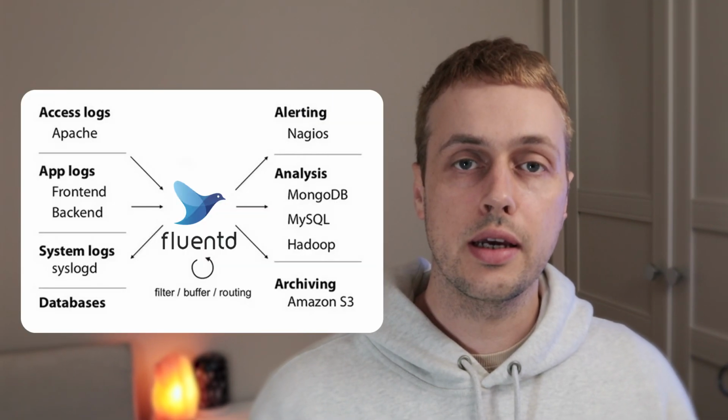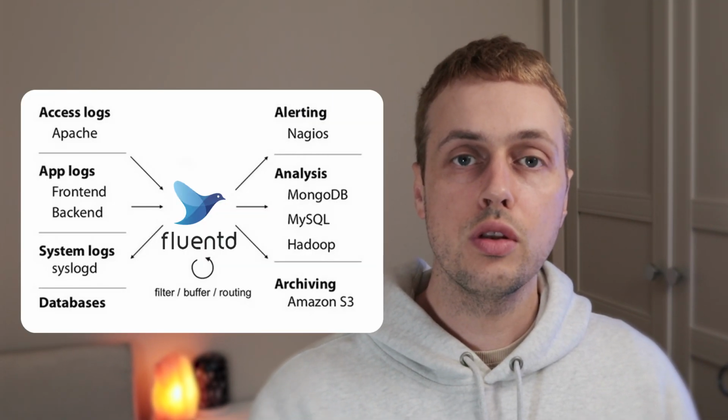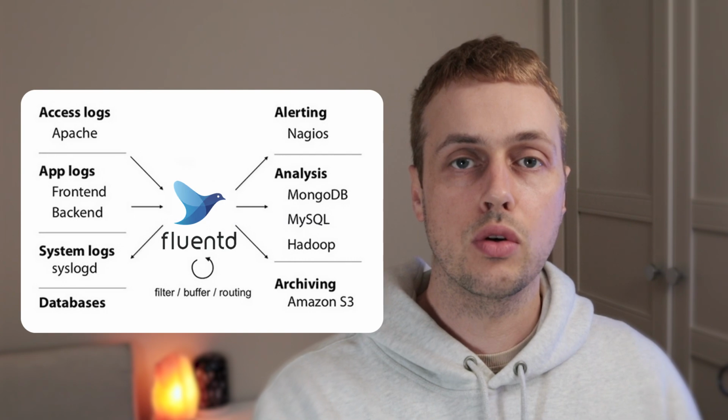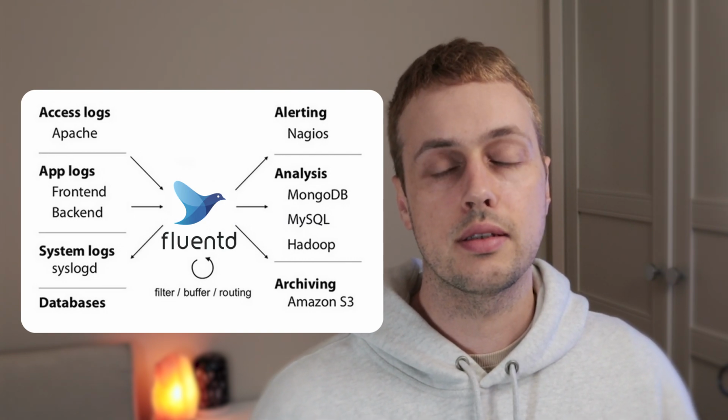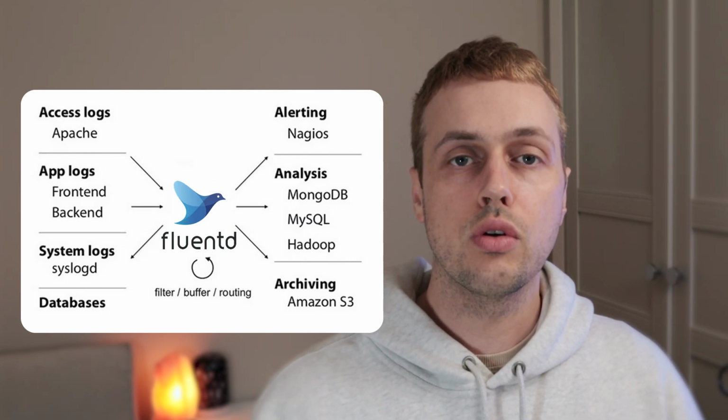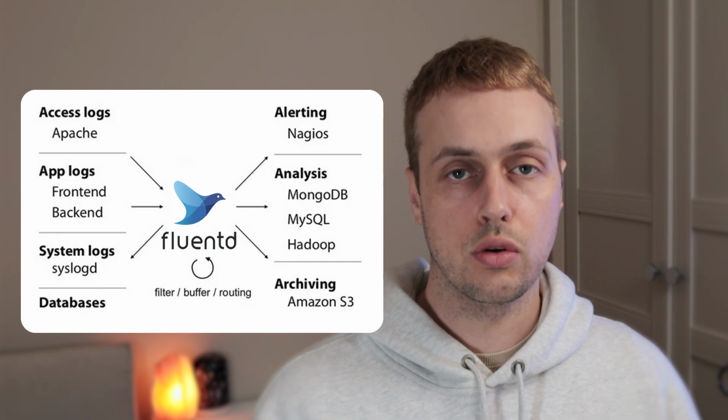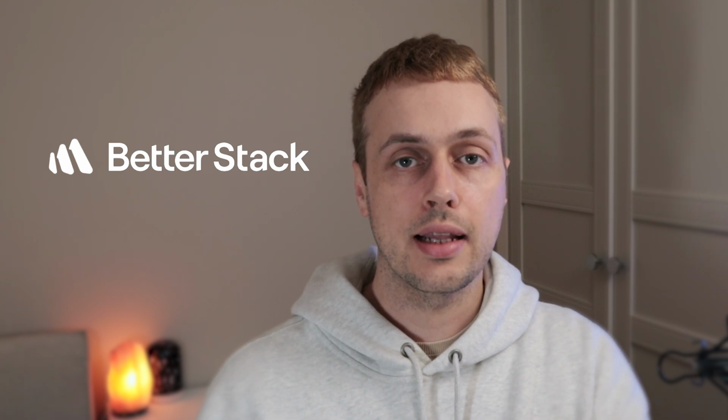And in between the collection and shipping of these logs, Fluentd also allows you to transform the logs, for example to parse them from one data type to another, or to add or remove data that's being sent in your logs. And Fluentd offers a rich ecosystem of plugins to enable you to do this. In this video we're going to see how we can ship Apache web server logs from the Linux file system to BetterStack, where they can be centralized and analyzed effectively.